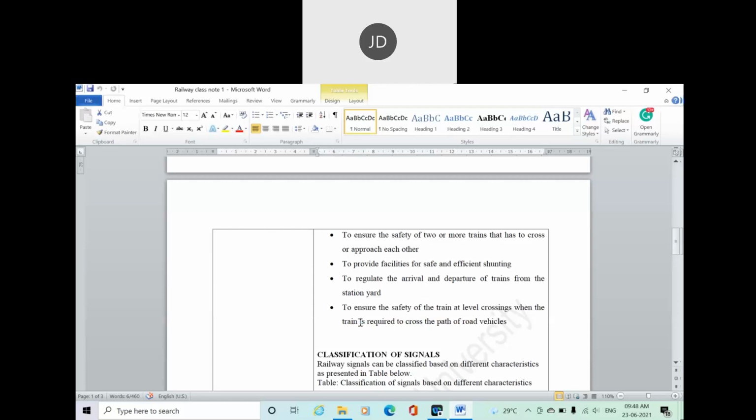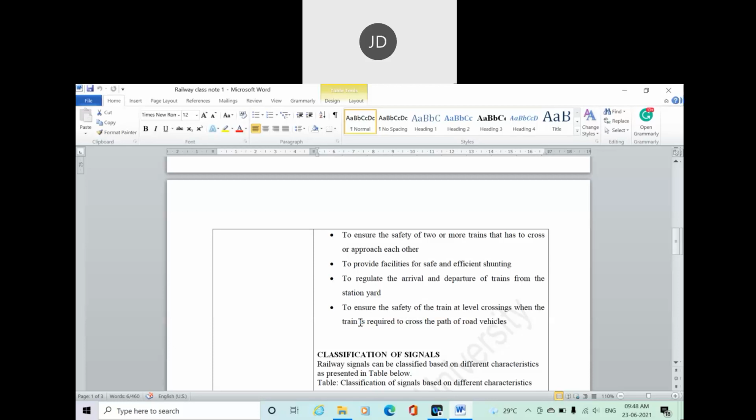As traffic increases, it becomes necessary to operate trains in both directions over a single track. I'm talking about the history of when signaling basically started. The purpose of signaling and interlocking. Interlocking means the interlocking between the tracks.